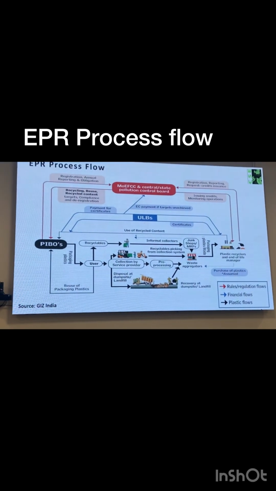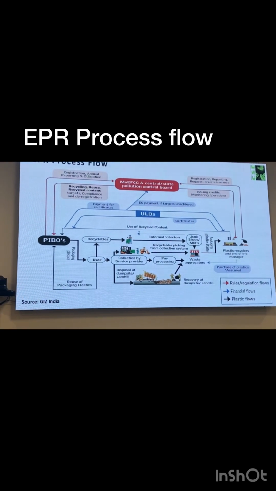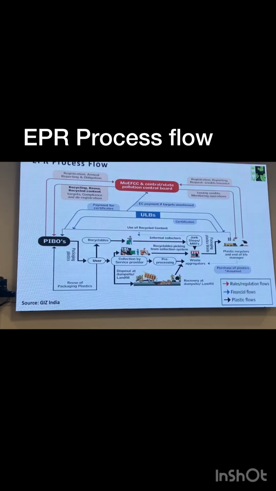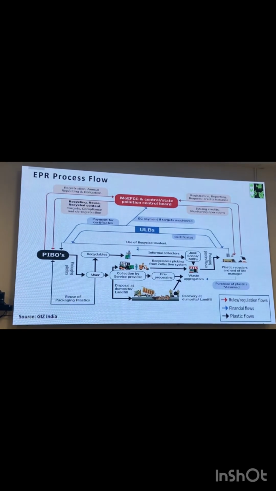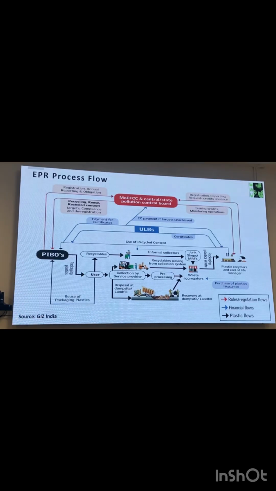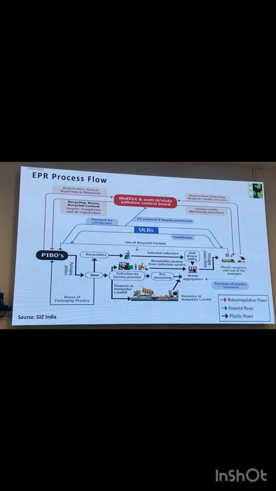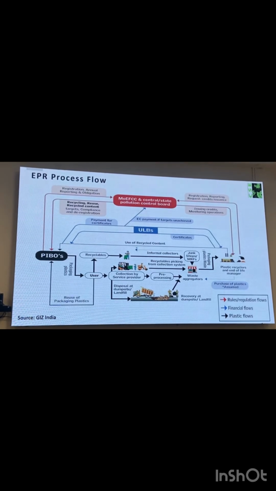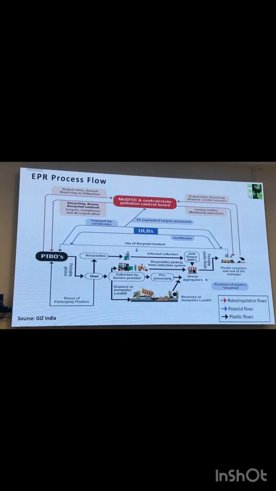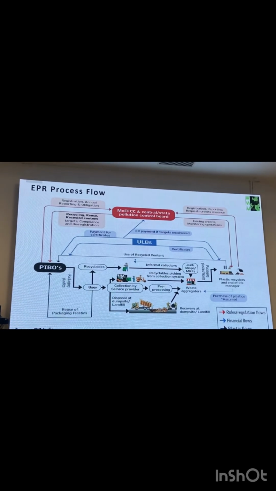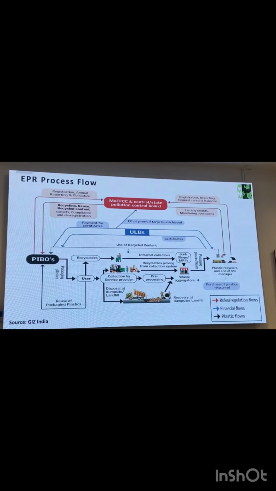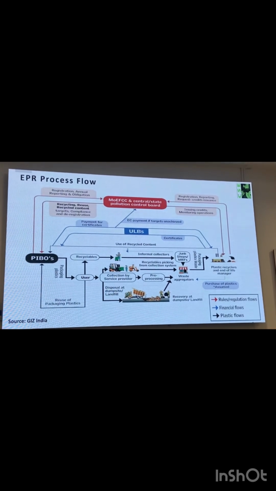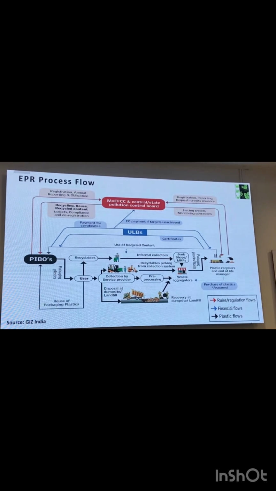The PIBO will disclose to the ministry the amount of plastic packaging that it has put out on the Indian market in the last 2 years. And this is a continuous cycle. Initially, after I share the information for the last 2 years, then I have to share annually.